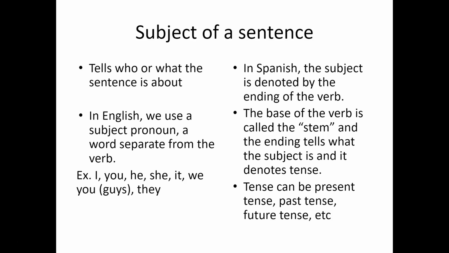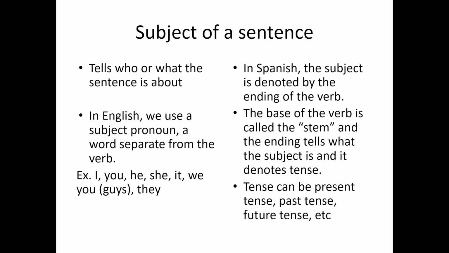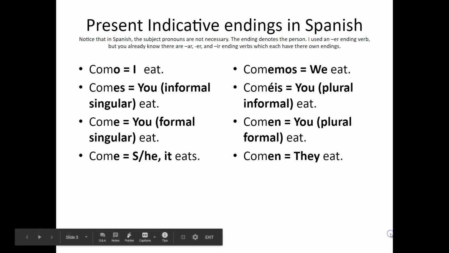The subject tells who or what the sentence is about. In English, we use a subject pronoun, a word separate from the verb, like I, you, he, she, it, we, you guys, or they. In Spanish, the subject is denoted by the ending of the verb. The base of the verb is called the stem, and the ending tells what the subject is, and it denotes tense as well. And tense can be present tense, past tense, future tense, etc.